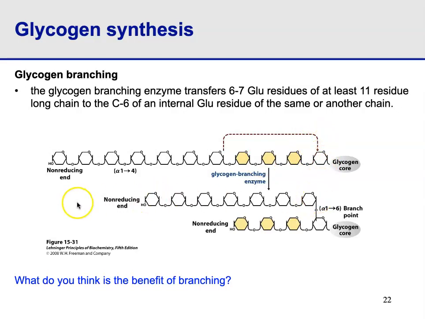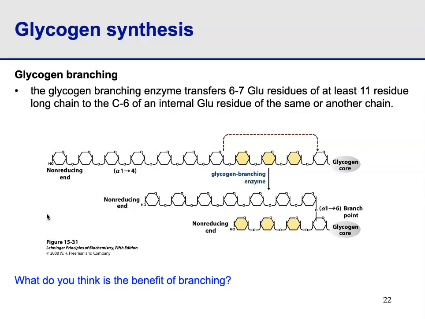And then the process continues to extend, and then the branching continues to happen whenever we have chains about 11 or so residues long. Now, again, a good question would be, why do we want to have branches? What's the benefit? Why would the cell want to spend energy and resources to have even a specific enzyme to actually make branches? Why can't we just continue with the linear chain and just keep going on and on and on?